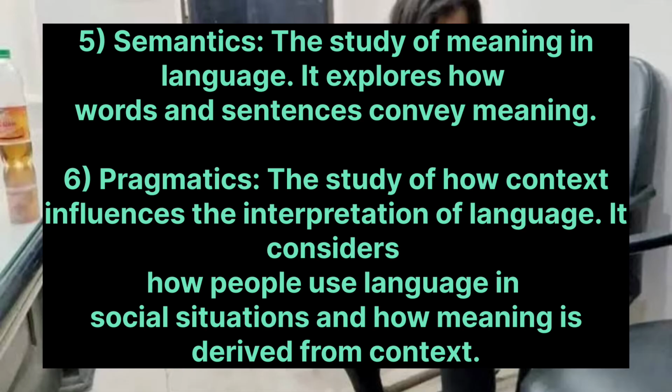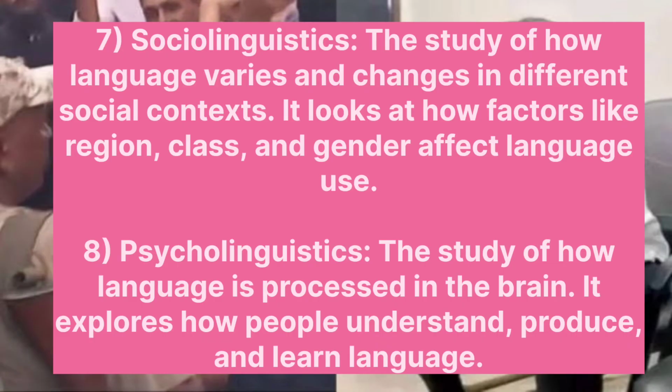For example, if I say in Urdu, jao yahan se chale jao, it means I'm talking about something else, my intentions are different, or you might take the meaning differently. The seventh type we have is sociolinguistics, the study of how language varies and changes in different social contexts. It looks at how factors like region, class and gender affect language use. Every person uses language differently. In society you may have seen many people use language differently.